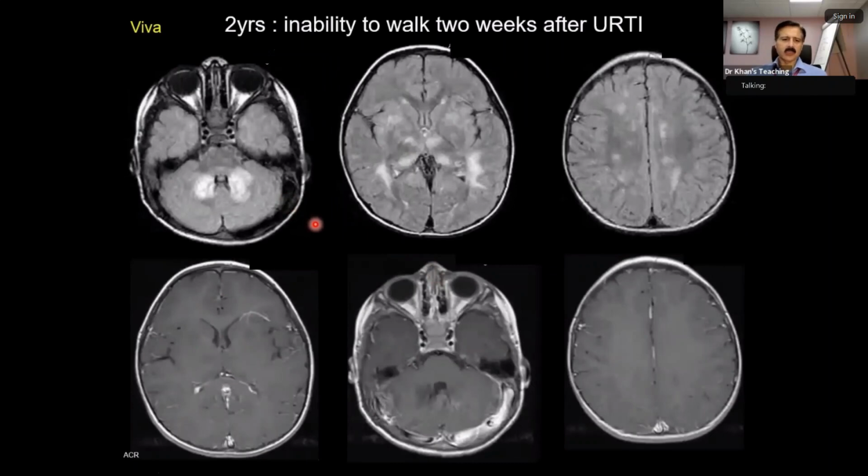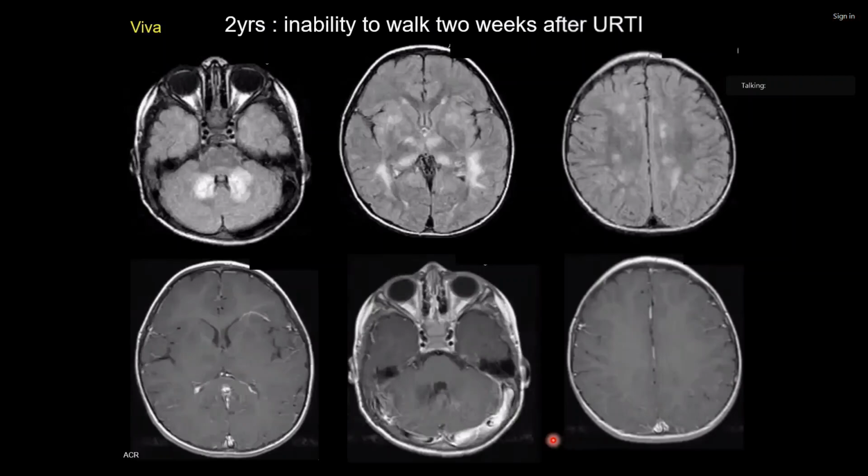Yes, please. 2 years old, inability to walk 2 weeks after URTI. My history is too kind. The examiner is very kind to give you this elaborate history, so that's fine.